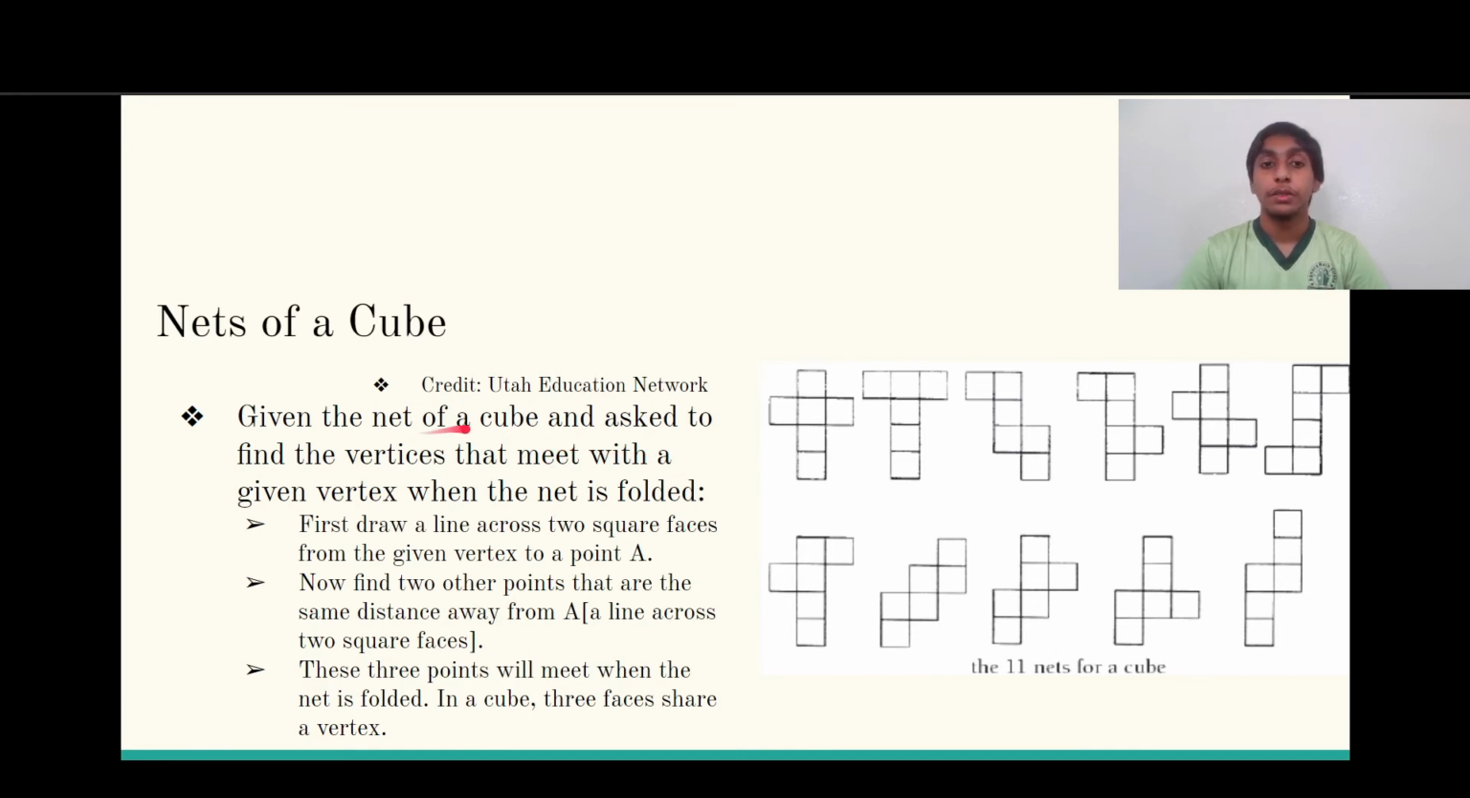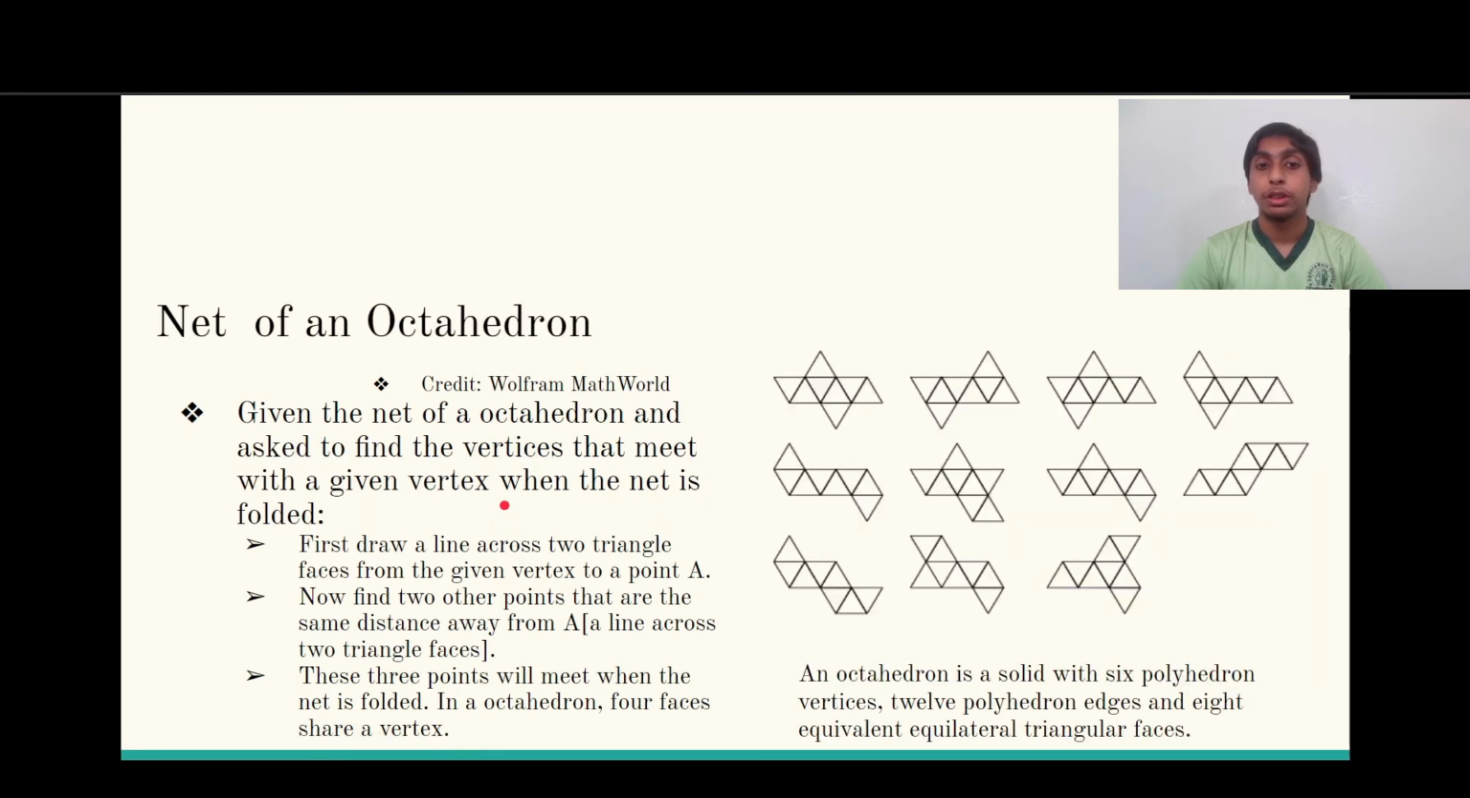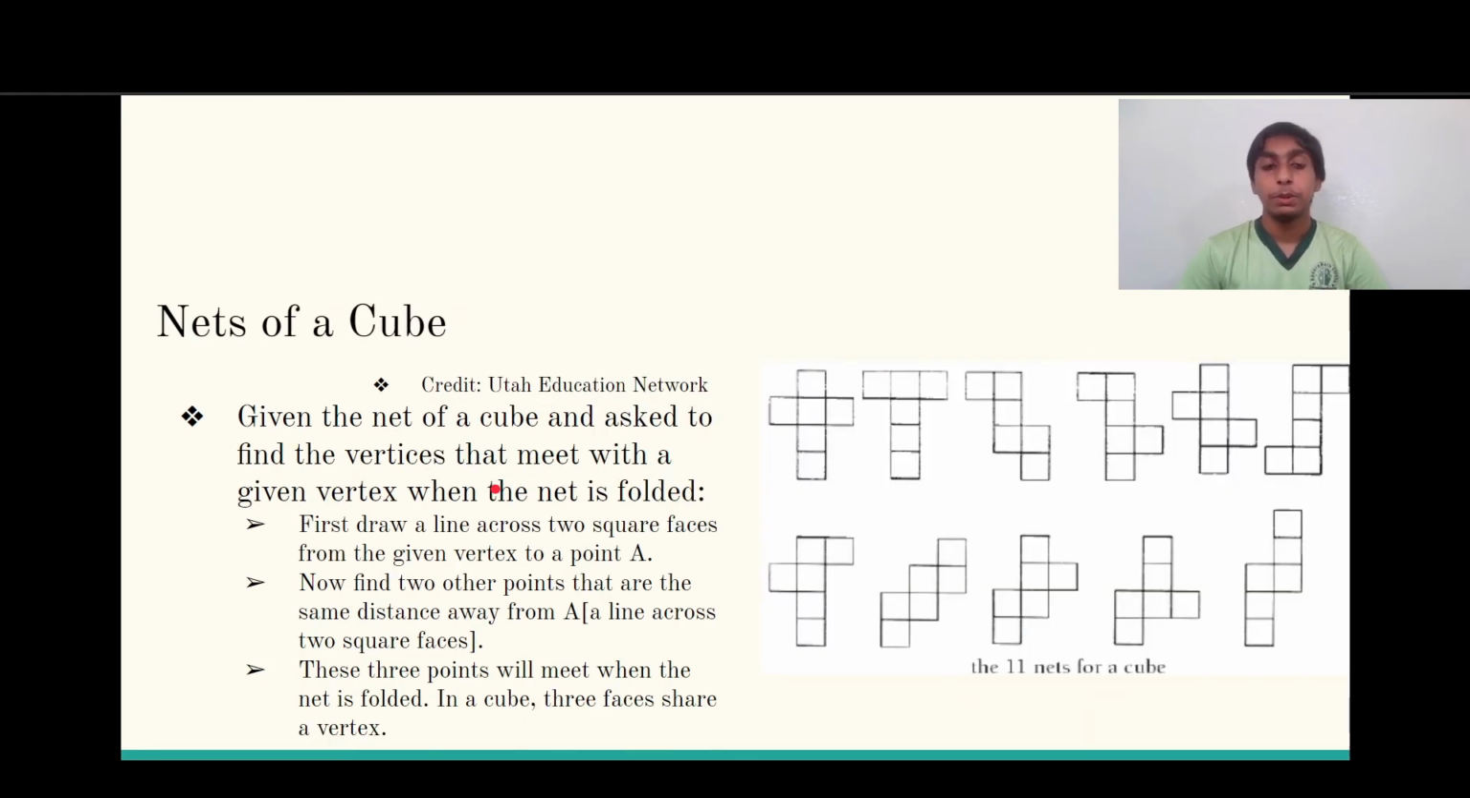Now, given the net of a cube, and asked to find the vertices that meet with a given vertex when the net is folded, first, draw a line across 2 square faces from the given vertex to a point A. So we can just take any net here and try this. Let's just say I take this net. If I'm given this vertex, I'm going to draw a line across 2 square faces, so across this face and across this face to this point.